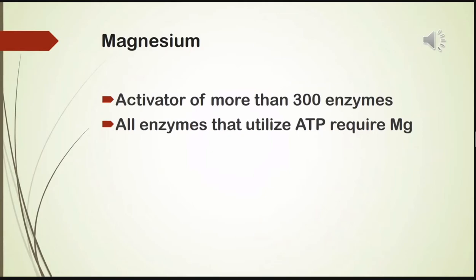Magnesium is an activator of more than 300 enzymes. In fact, all enzymes that utilize ATP would require magnesium. I'd say that, and this is just my personal opinion, magnesium is one of the most underrated of all the minerals. If you see an equation using ATP, they usually omit the mention of magnesium and just show the ATP. But in fact, whenever ATP is utilized in a reaction, magnesium is always there.